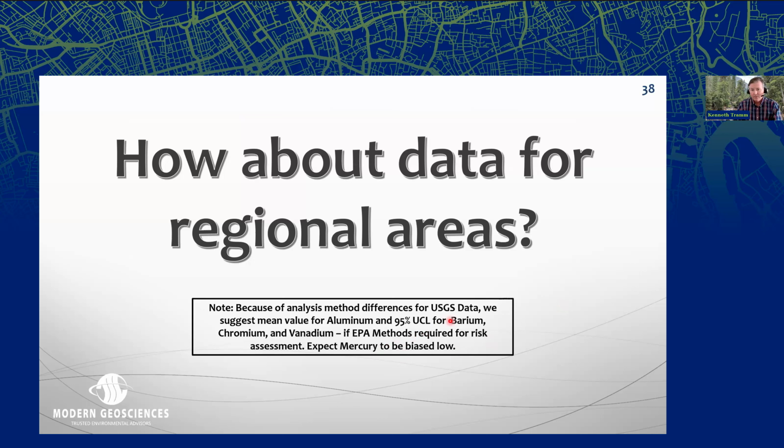Things we know from prior studies is essentially aluminum, extremely high. So I wouldn't choose anything higher than a UCL if I was going to use that data set. Barium, chromium, and vanadium, a little high. There definitely seems to be a bias. It's either based on the grain size choices or the acids for digestion. And likewise, mercury will be biased low. Obviously, putting it in an oven for a while is going to cook off some mercury.